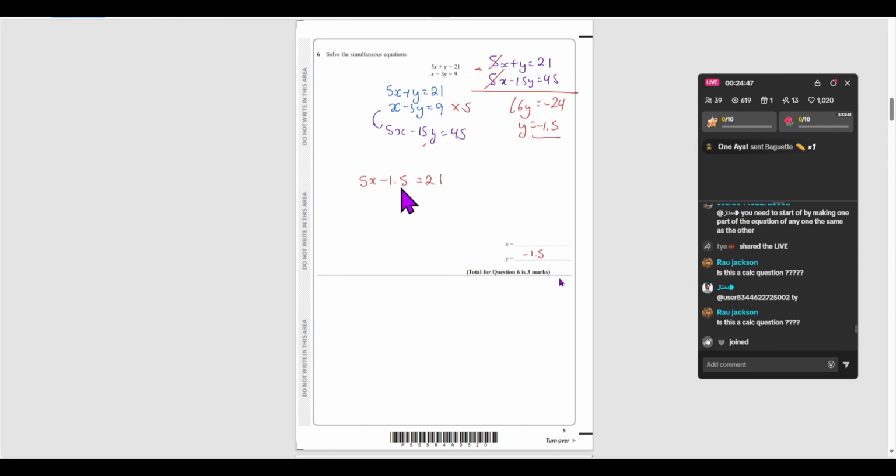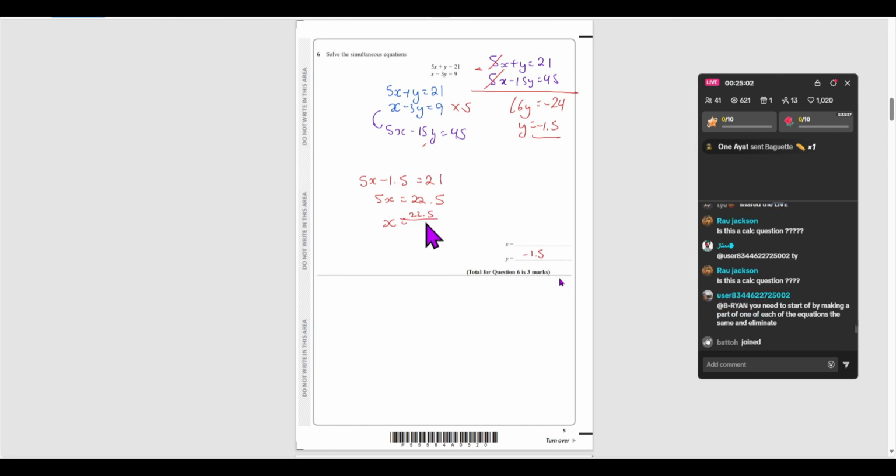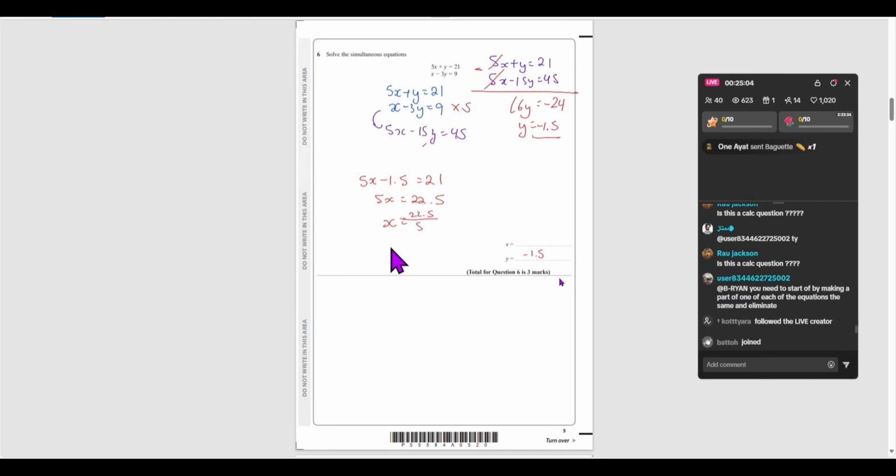Now, 5x minus 1.5 is equal to 21. We're going to add 1.5. We're going to get 5x is equal to 22.5. Now we'll divide by 5 and we'll get x is equal to 22.5 over 5. And then you will get x is equal to 4.5. Just like that. Okay?